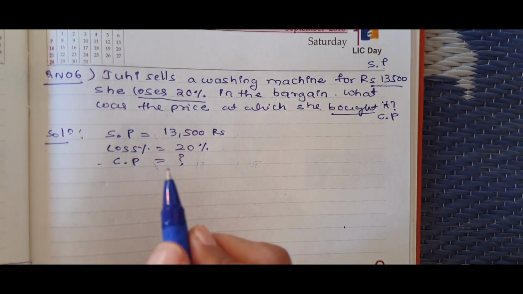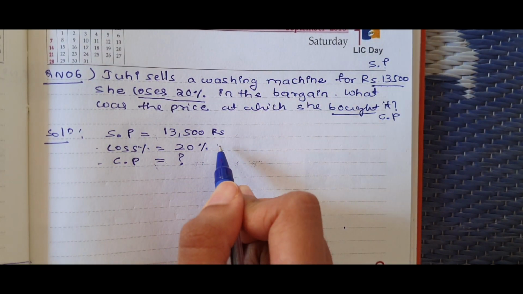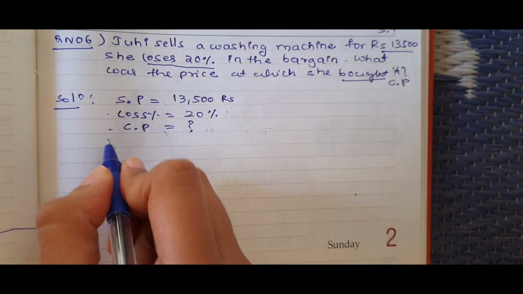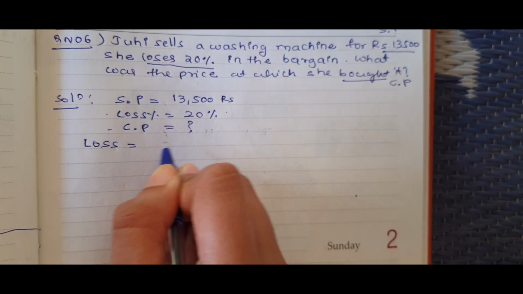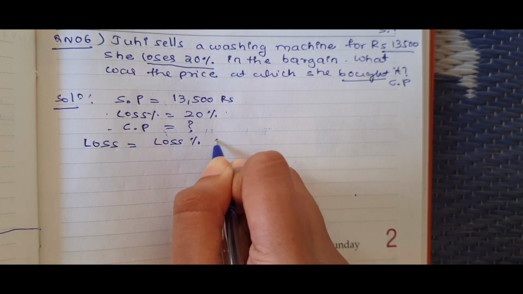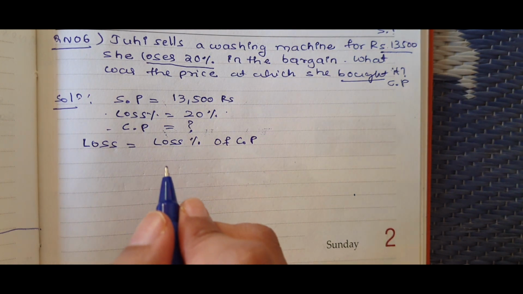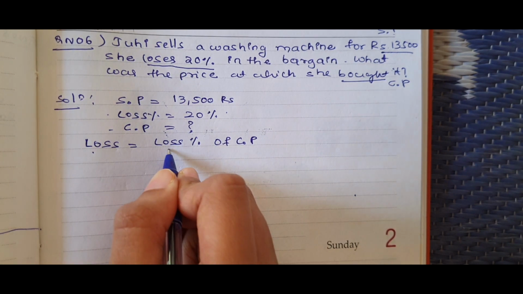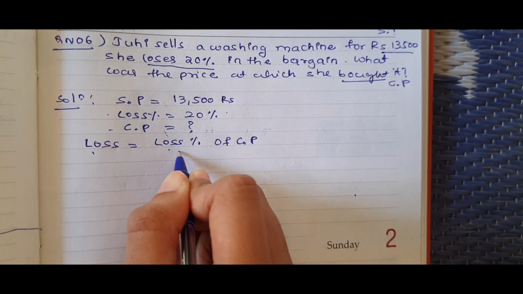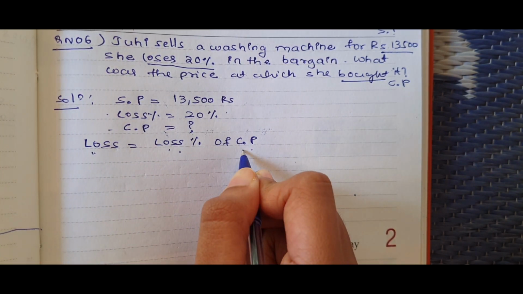To find the cost price, we must know the loss amount. They have given a percentage. This is in the form of a percentage, but this is not an amount. So let me find the loss amount. How to find a loss amount? Loss is equal to loss percent of CP. If you want to find a profit amount, the same formula applies, but replace this with profit. Profit is equal to profit percent of CP. If it is for loss, loss is equal to loss percent of CP.